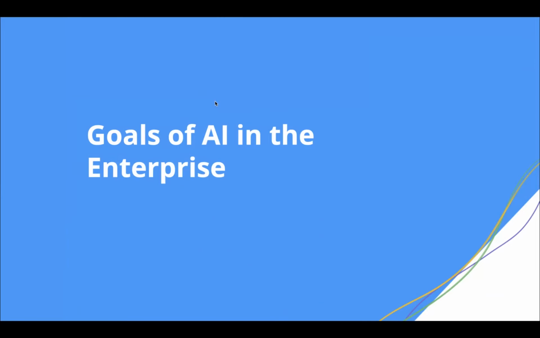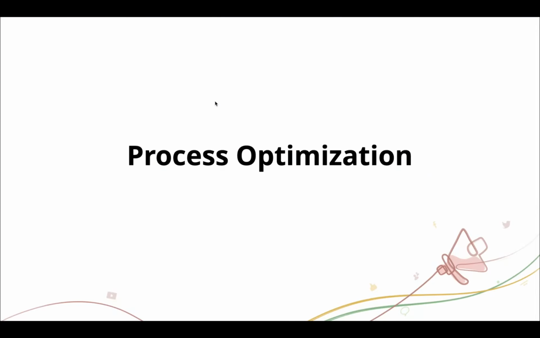Now, we started with an example of decision automation, but a lot of AI features will help you in that direction. Generally, when an enterprise or a business is deploying AI, what would be its goals? So broadly, two very straightforward goals. The first one is process optimization.